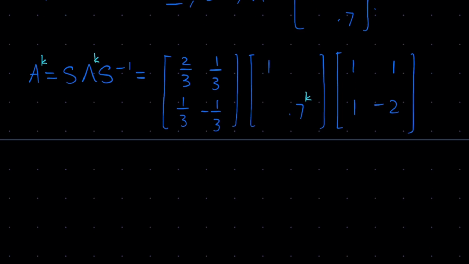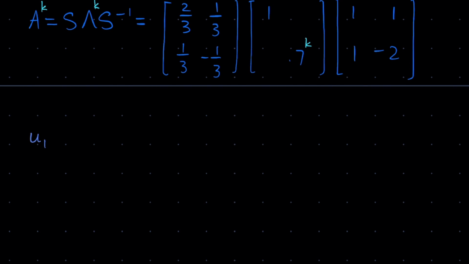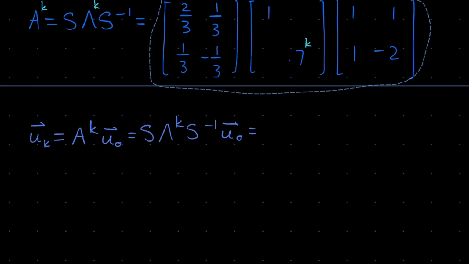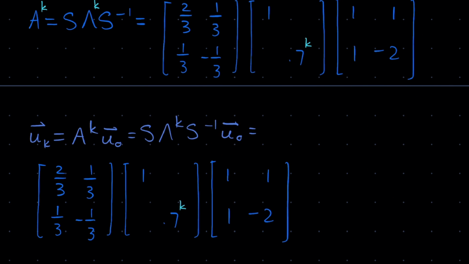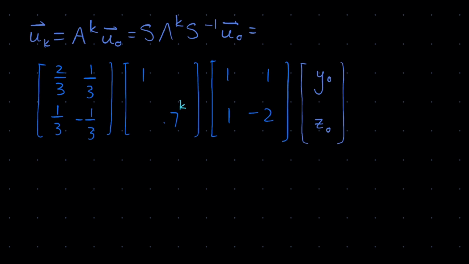Now we can substitute our A to the k into our difference equation. So u of k, which is equal to A to the k u naught, is equal to S lambda to the k S inverse times u naught. Well, that's pretty easy. We can basically copy this out front. And then we can multiply our u naught, which is y naught z naught. Okay, that's what we have.